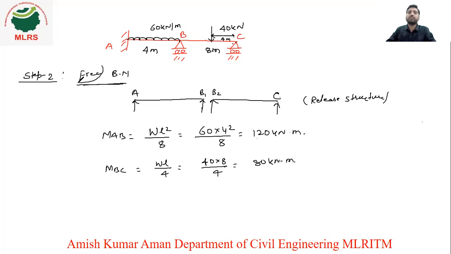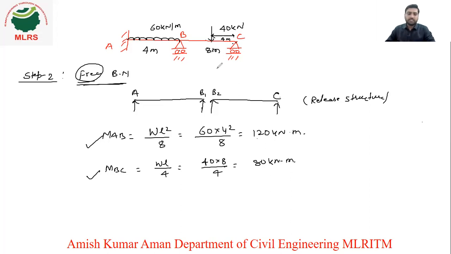Why are we calling it the free bending moment? Because we are making it free. Here there is a fixed support, but we are removing it and simply assuming this is a simply supported beam, right? So after calculation of this free bending moment, we have calculated these two free bending moments. If there are three spans, a free bending moment will be there for each, right?